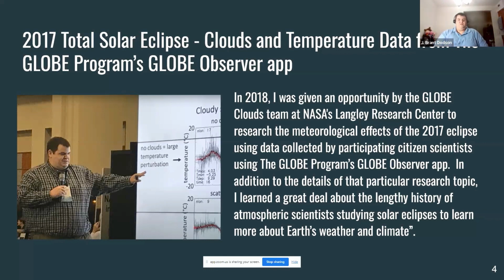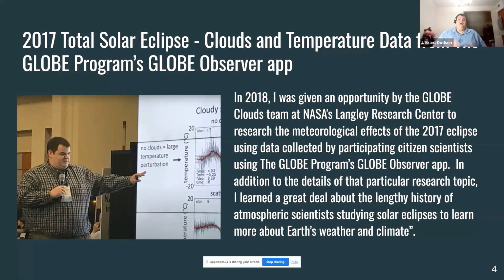So I joined with GLOBE Clouds to work with them and their data. In particular, they had a special program during the 2017 eclipse where they were collecting temperature and cloud measurements through the GLOBE Observer app. And so I was given the opportunity to take those measurements and do a little scientific research about eclipse meteorology. I had a project investigating how cloud cover affects the temperature perturbation caused by the eclipse. And so, in addition to learning about eclipse meteorology, we also learned a lot about how to use citizen science data in doing research science.